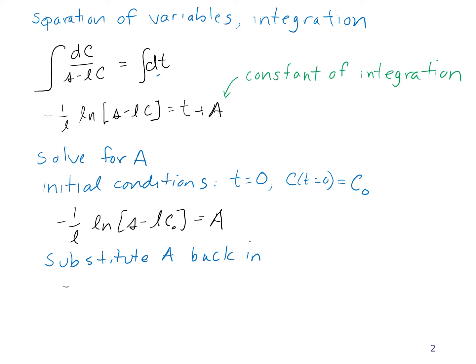So now I have minus 1 over L times the natural log of s minus LC, which is equal to t plus this A, which is actually minus 1 over L times the natural log of s minus LC naught.